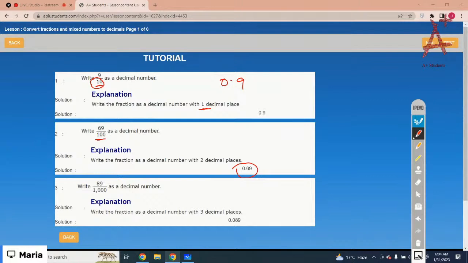Okay, just look at the third one, 89 divided by 1000. So it is divided by 1000. So that means it has three decimal places. You have 89. You have to add another zero. It would be then 0.089. Got it?